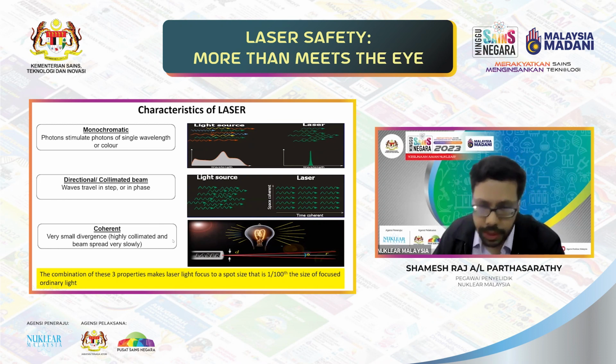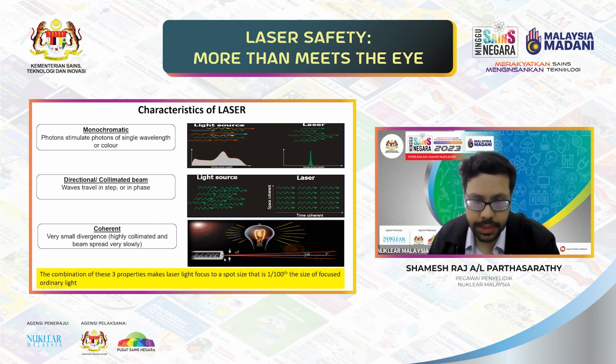Again, you can see the laser has a very small divergence. When the laser beam is energized, it's highly collimated and the beam spreads very slowly, contrary to a normal bulb, where all the rays or wavelengths are dispersed without any direction. The combination of these three properties generally makes laser light focus to a spot size that is 1/100 the size of focused ordinary light. This concludes how focused and how important laser is.